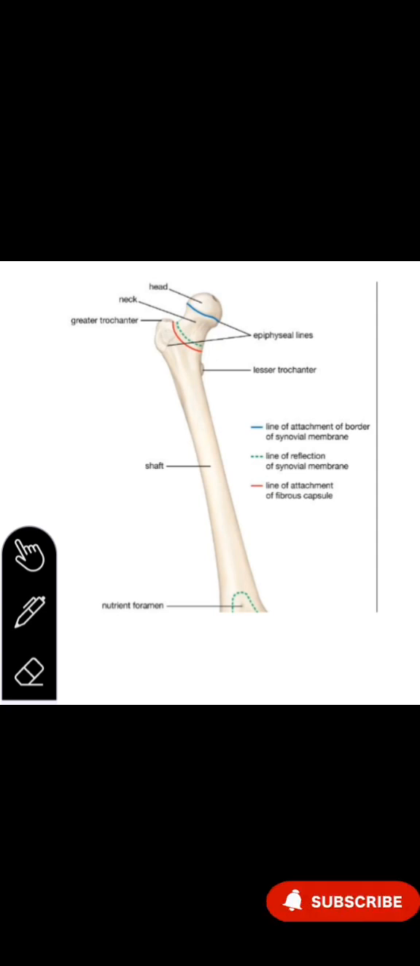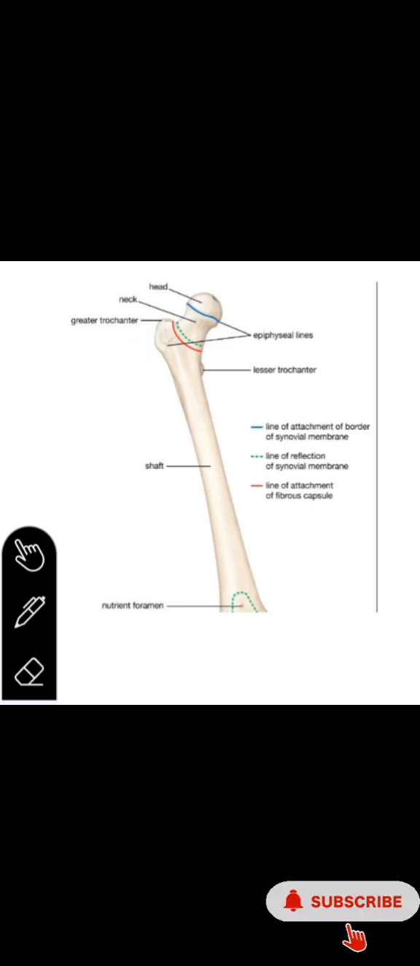Now, we'll start by looking at the head of the femur, the proximal femur. The head of the femur articulates with the acetabulum, and it contains the fovea capitis for ligament attachment. The neck of the femur connects the head to the shaft. Then you have the greater trochanter, which is a large lateral projection for attachment of the abductors and the rotators.